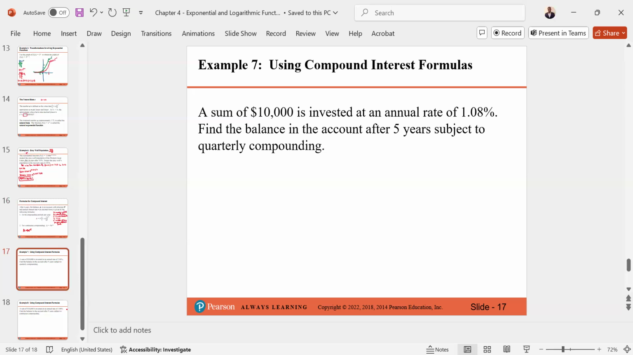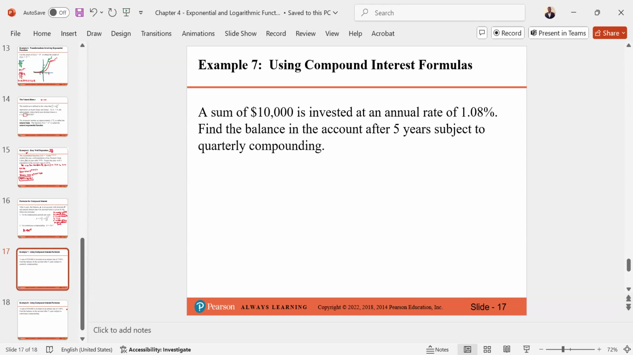A sum of $10,000 is invested with an annual interest rate of 1.08%. Find the balance, I mean, what would be the future value in the account after 5 years subject to quarterly compounding. Now, let's read again and identify what is given and what you need to find.